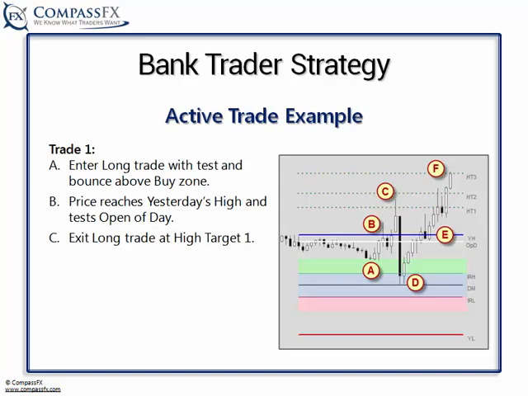Now here's an example of an active trade. We see at the letter A that the market has moved along the open of the day, the white line, and has dropped a bit on top of the buy zone and is now taking a bounce. We can enter a long trade on the bounce off the buy zone. And then price reaches up to yesterday's high and tests the open of the day.